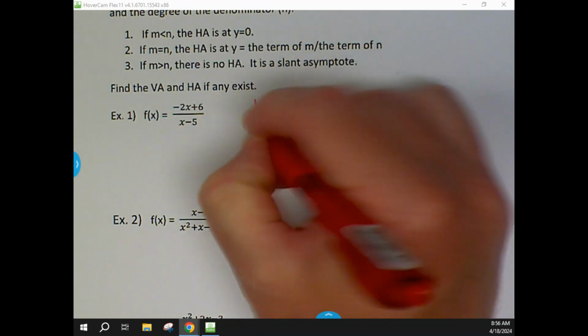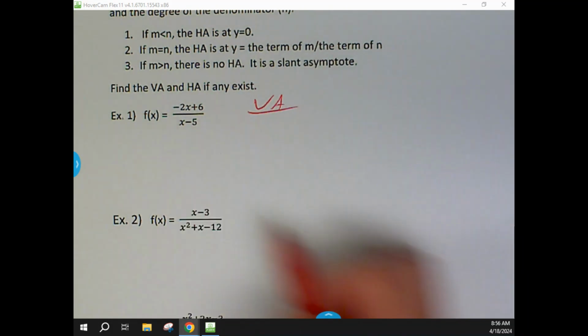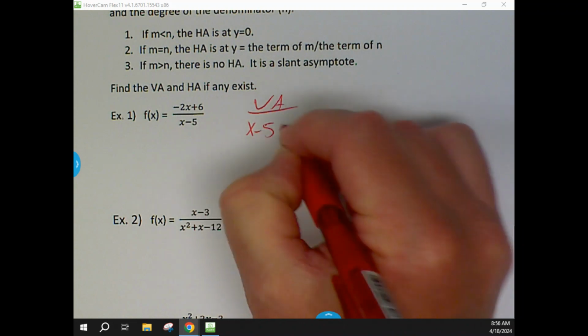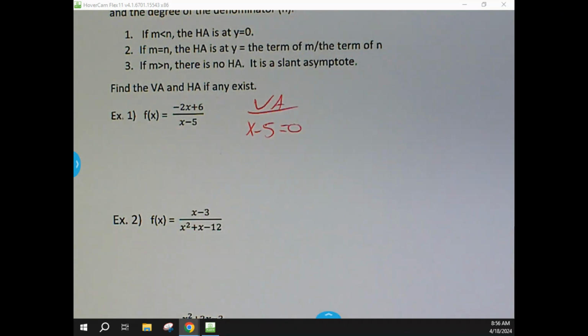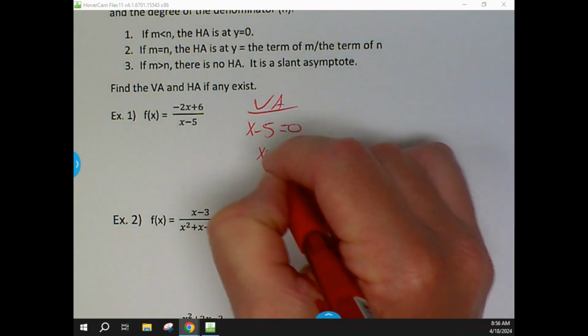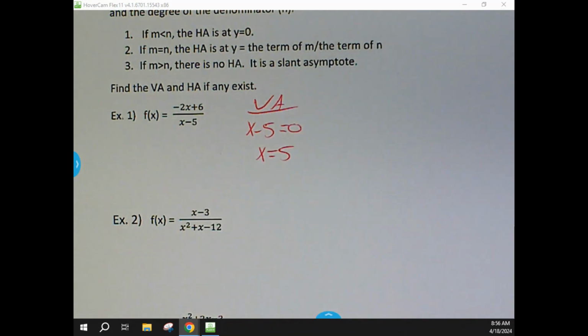Okay, so for vertical asymptotes, again, it's denominator equal to 0. So that's x minus 5 equals 0. Really easy on that one. That's x equals 5.